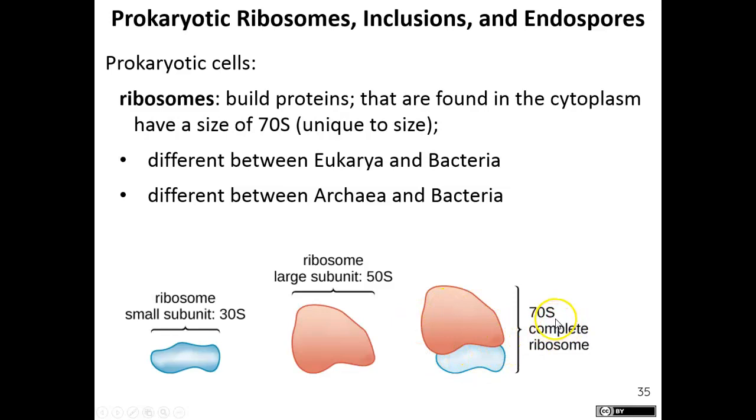The S stands for Svedberg, an individual who identified these different sizes. And so they're just known as Svedberg units, okay? And so we can separate organisms based on their ribosomal structure and size because they differ between eukaryotes and bacteria, as well as archaea and bacteria.